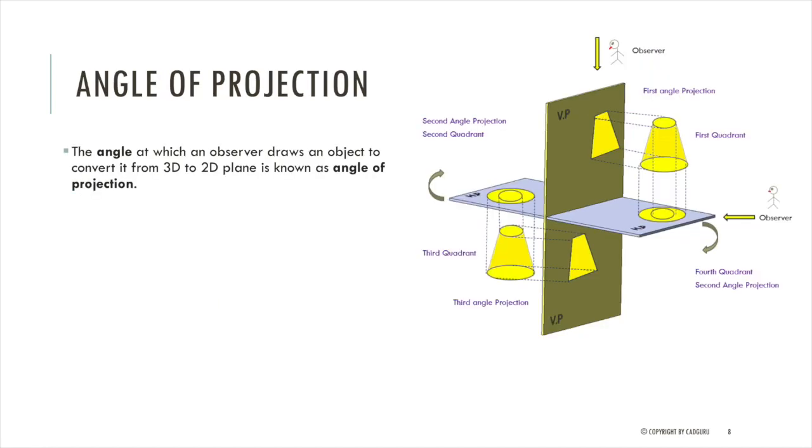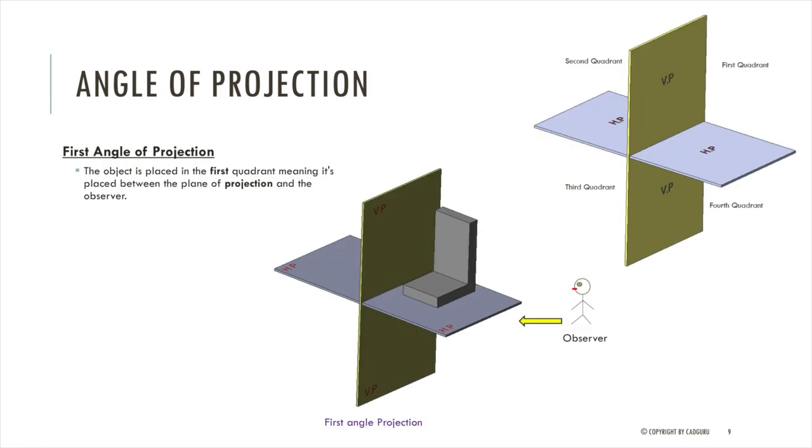What is an angle of projection? The angle at which an observer draws an object to convert it from 3D to 2D plane is known as angle of projection. As you can see in the picture, we have placed an object in first quadrant and third quadrant. It is a 3D object, but we have a projection view on vertical plane and horizontal plane in 2D. So that is what angle of projection is. Now that we know what an angle of projection is, let's see what is the first angle of projection.